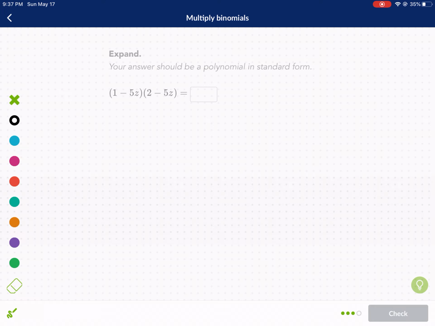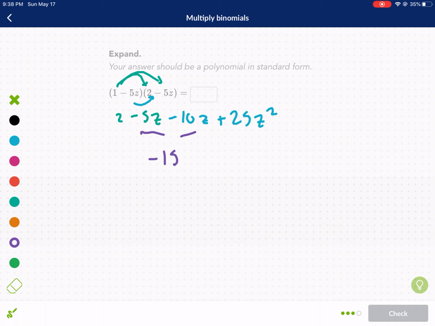Okay, another small one. Let's go ahead and finish this guy off strong. So we have 1 times 2 gives me 2. 1 times negative 5z gives me negative 5z. Let's move on to, let's use blue. Negative 5z times 2 gives me negative 10z. And then negative 5z times negative 5z gives me positive 25z squared. Okay, combine like terms, I have these two. That becomes negative 15z. I have 2, and I have positive 25z squared.